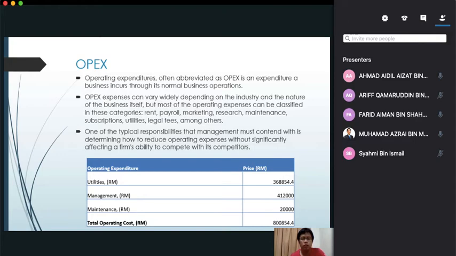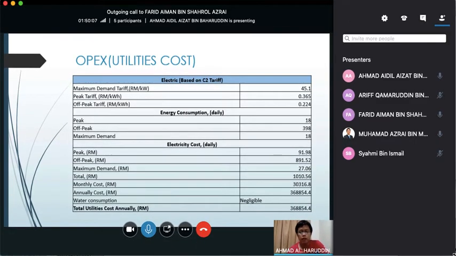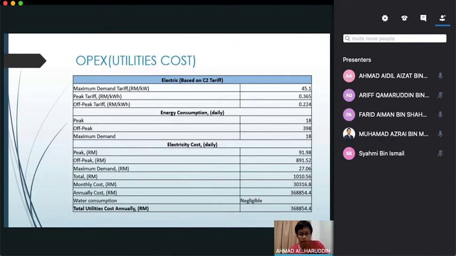First, the utilities of OPEX for this project. The utilities OPEX consists of the electric base tariff, daily energy consumption, and daily electric cost. Based on these details, we are able to sum up the annual utility cost for this project, which is 368,854.4 cents.